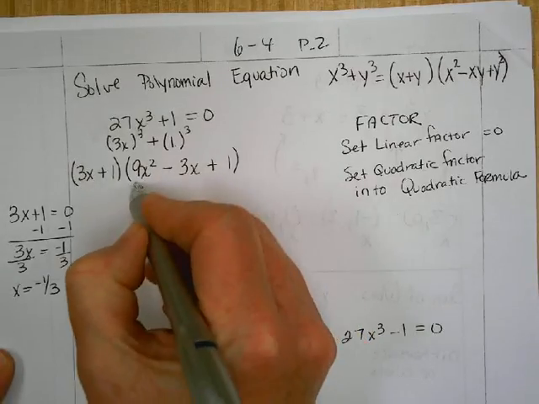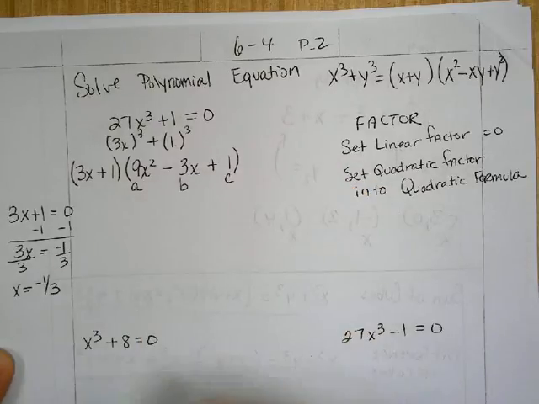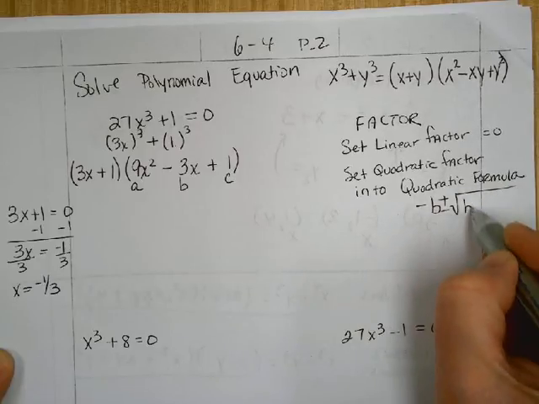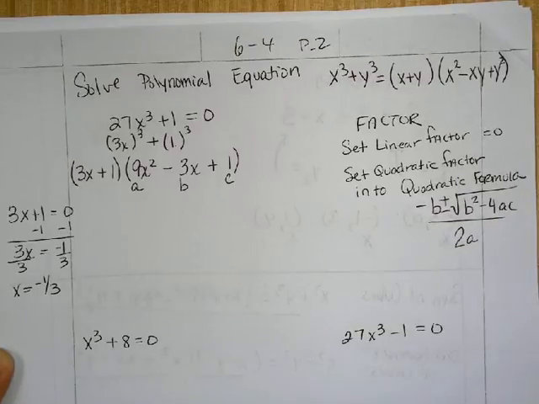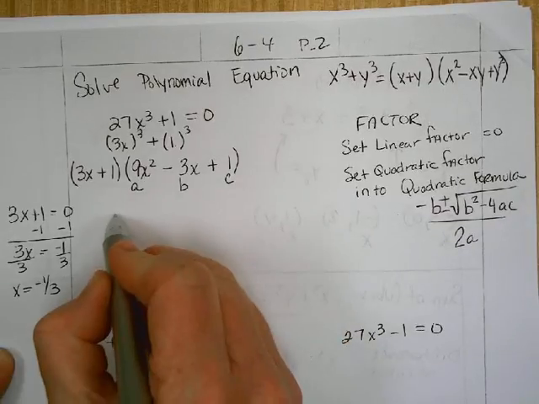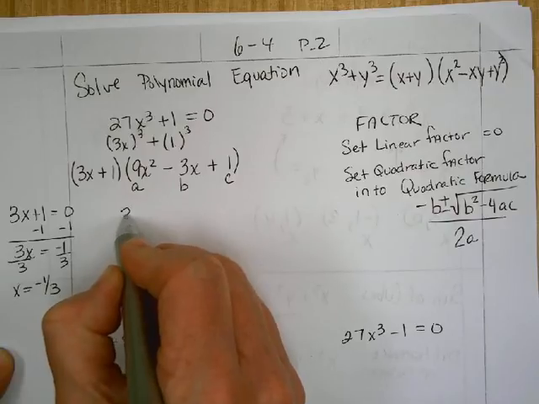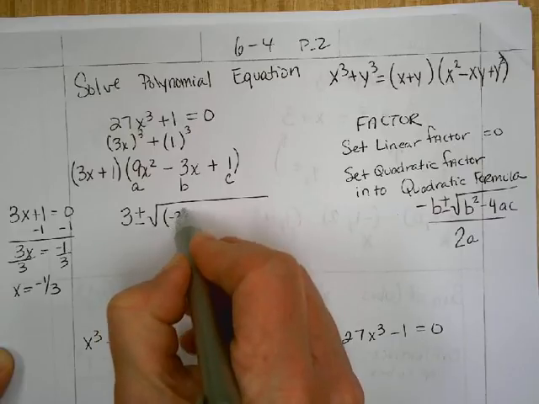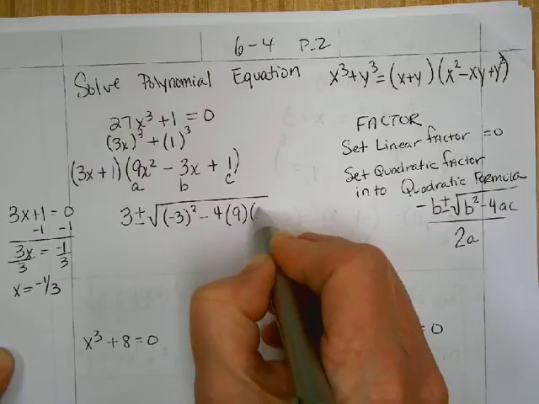A is 9. B is -3, and C is 1. The quadratic formula says negative b plus or minus the square root of b squared minus 4ac all over 2a. So here we go. What do we write first? 3. -3 makes 3. Plus or minus the square root of b squared minus 4 times a times c all over 2a.